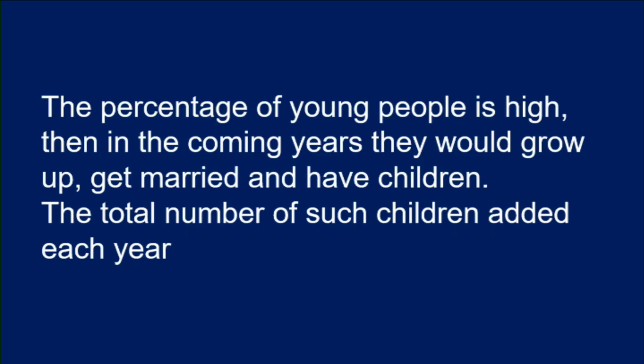Here, if we see when we analyze the table, we can see that many children are there because the infant mortality rate has come down. So, the percentage of young people is high, and in the coming years, the children who are there now will become young, grow up, get married and have children. That is why, for a long time, the birth rate kept increasing. The total number of such children is added each and every year. So, there is growth for many years.